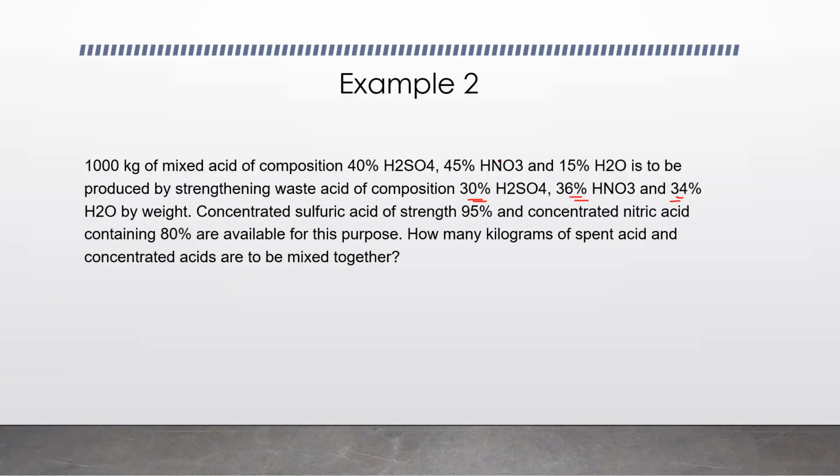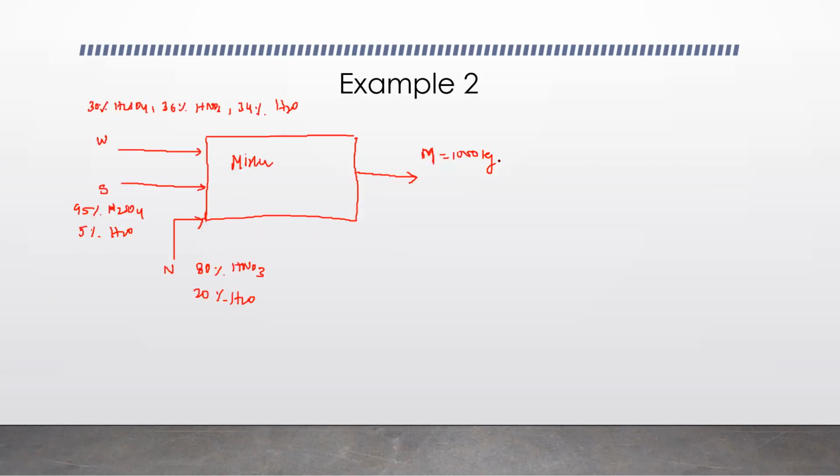All right. And 40% H2SO4, 45% nitric acid, and since it's 45% and 40%, therefore water that we are going to get is going to be 15%. All right, this is my block diagram. Hope you people have got this block diagram.